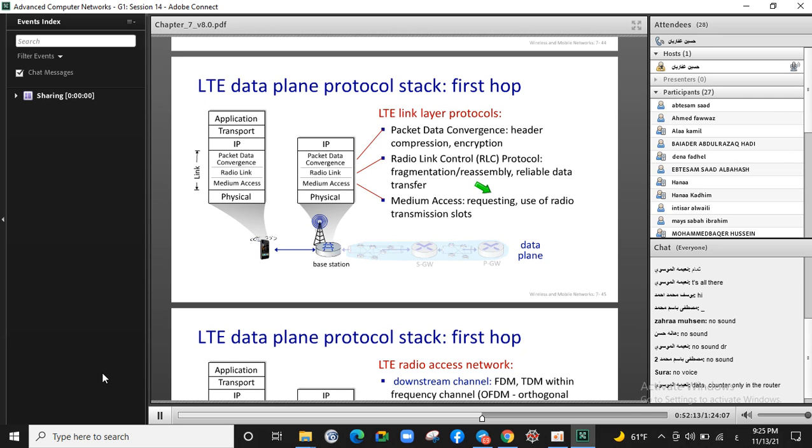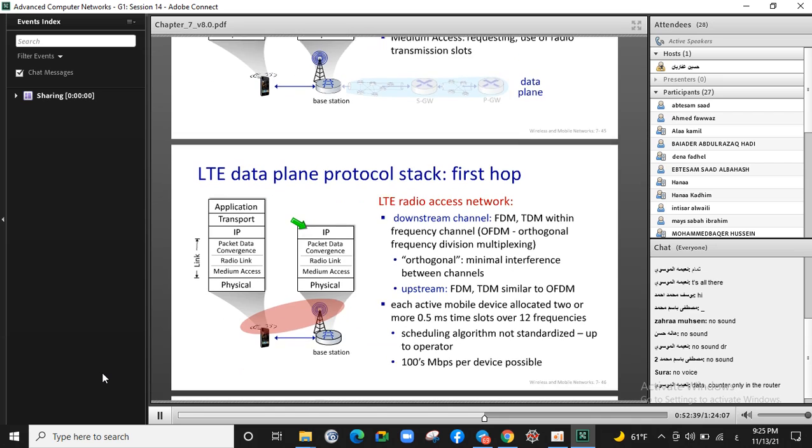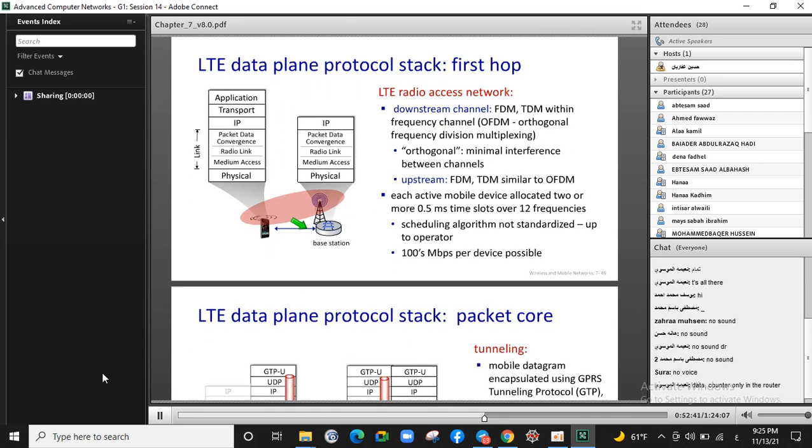This sublayer is responsible for transmitting information between the cell phone, for example, and the base station. Okay, medium access control: how my cell phone can access the medium for connecting, for sending or receiving information from the base station.